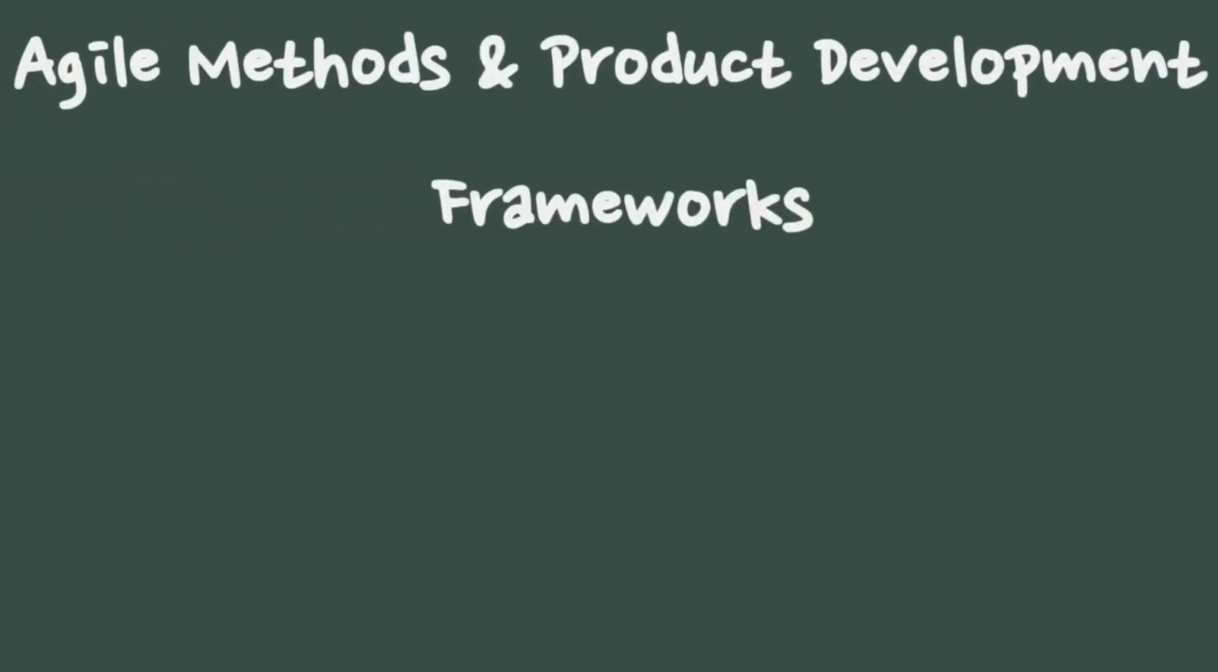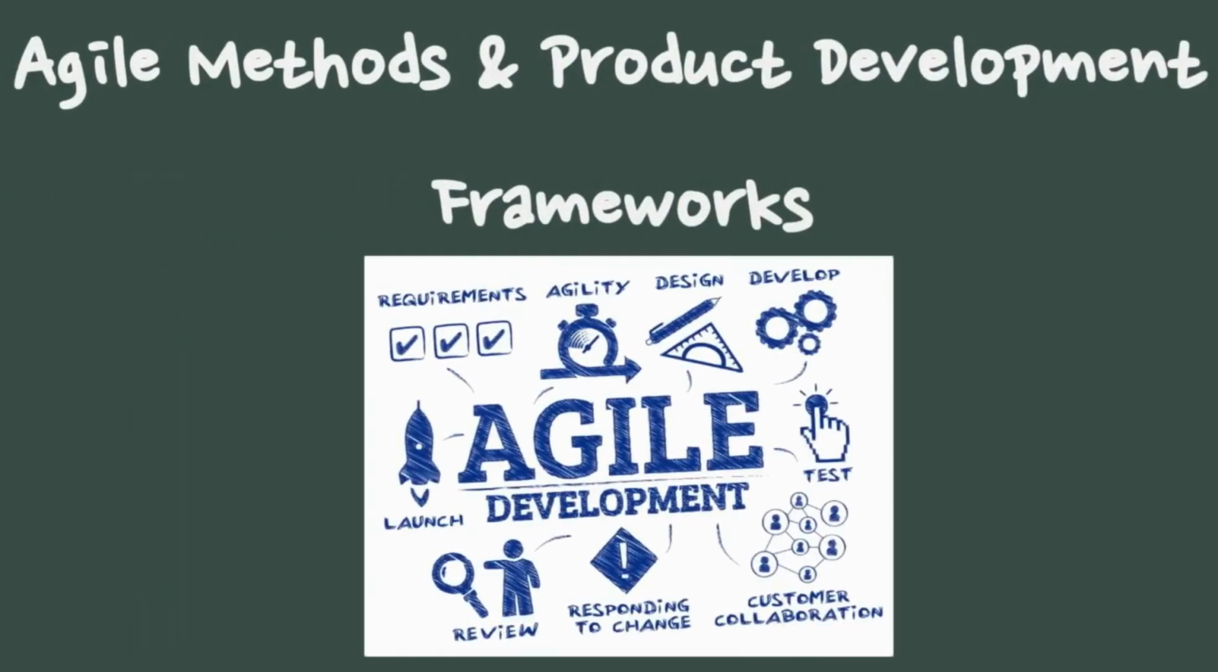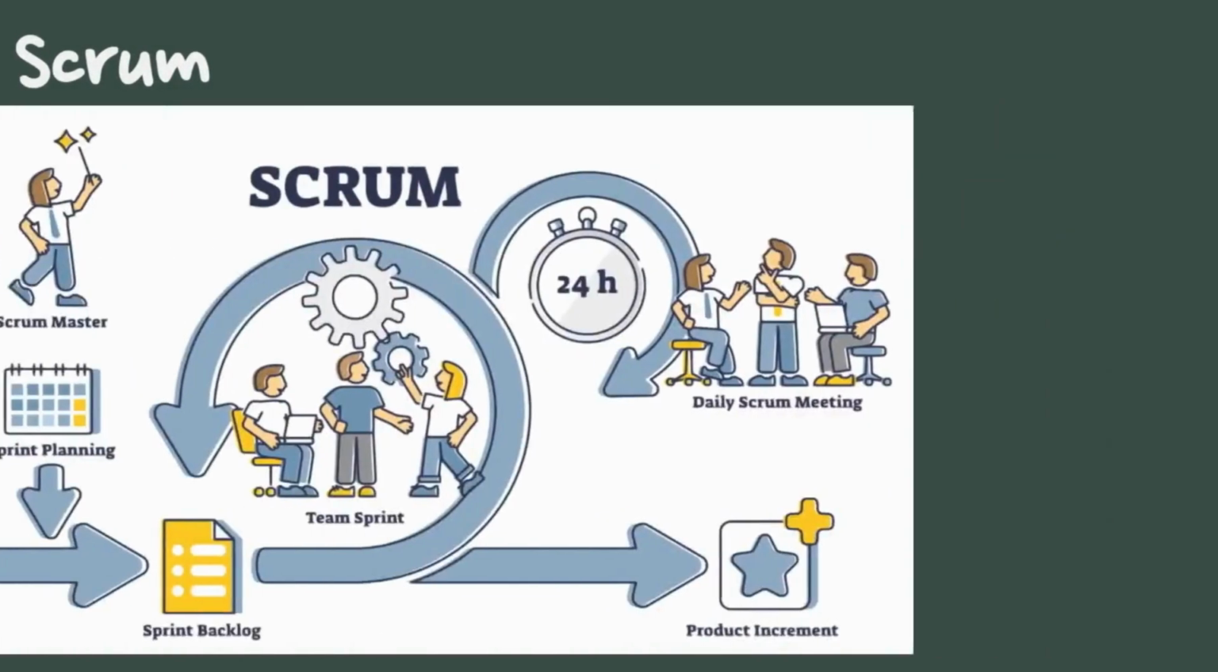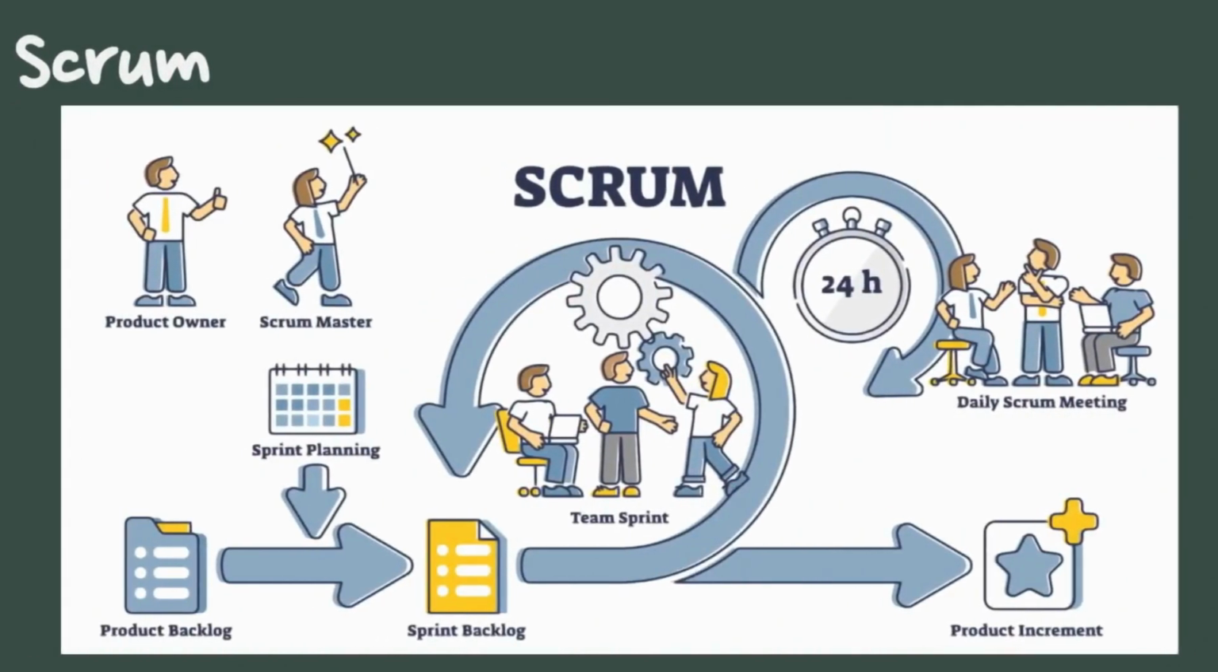Agile methods and product development frameworks. A structured approach to managing and executing product development projects is provided by Agile methods and product development frameworks. Methods and frameworks commonly used include Scrum. Agile frameworks like Scrum emphasize collaboration, flexibility, and fast feedback cycles.